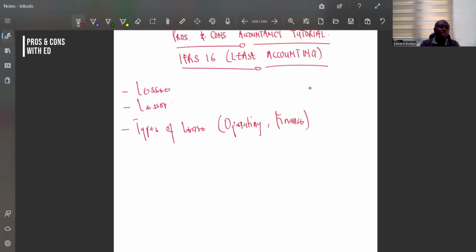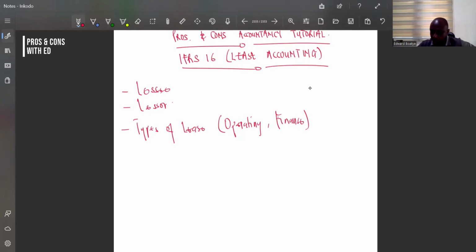However, in an operating lease, the lessor still controls the asset. So it is not for the lessee, and the lessee cannot recognize both the asset and the depreciation in his or her book. But when we come to a finance lease, the lessee has the right to recognize both the asset and the depreciation in his or her book.